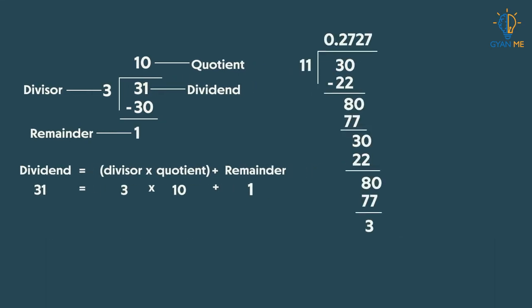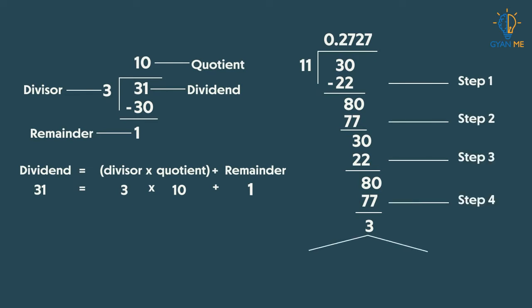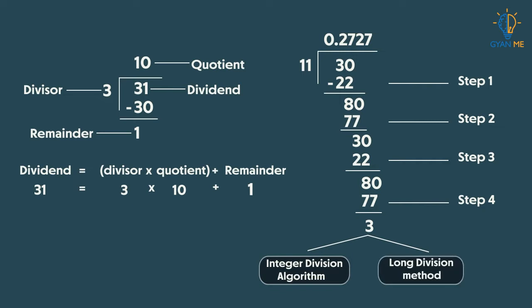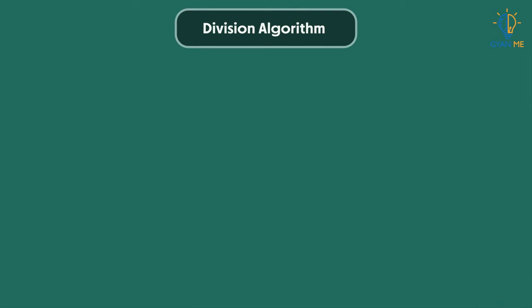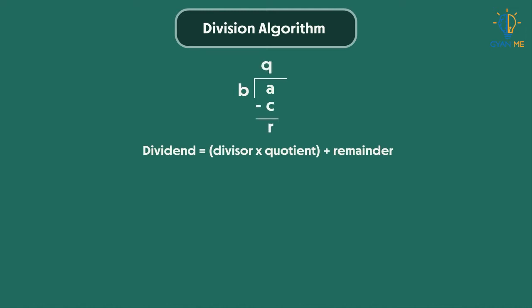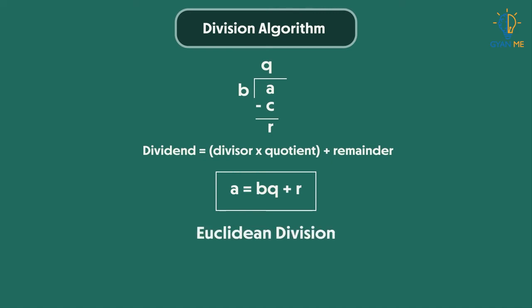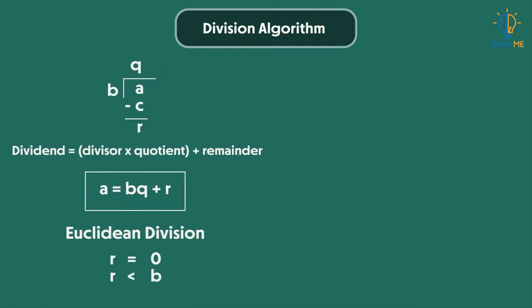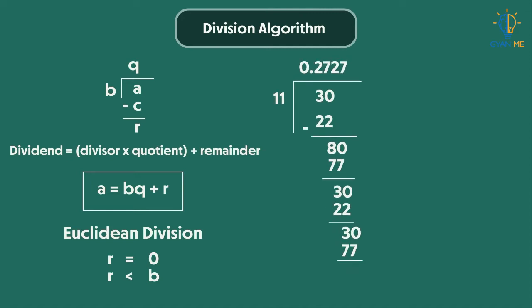This whole process of carrying out step-by-step division is called the integer division algorithm, best known as the long division method. The division algorithm states that when an integer a is divided by another non-zero integer b, then there exist unique integers q and r as their quotient and remainder, such that a is equal to bq plus r, as the result of Euclidean division. Note students, r is always 0 or less than b, that is the divisor. This implies that we have to carry out long division till the remainder becomes less than the divisor or 0.